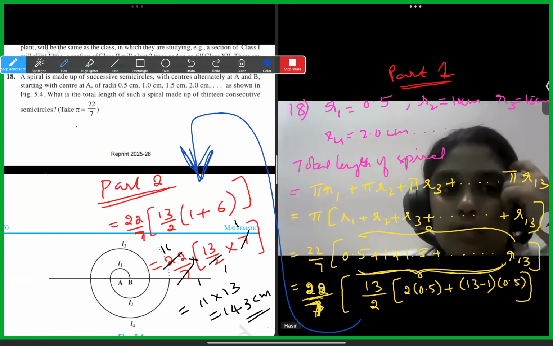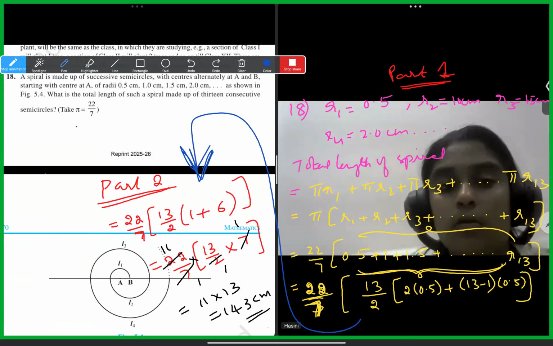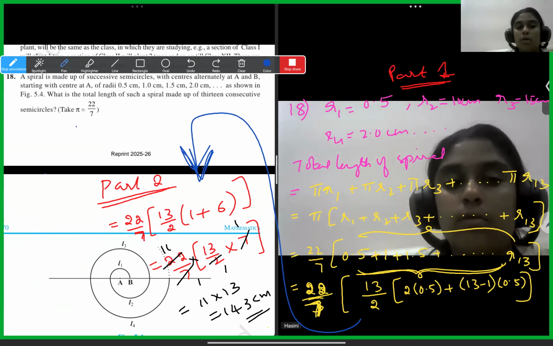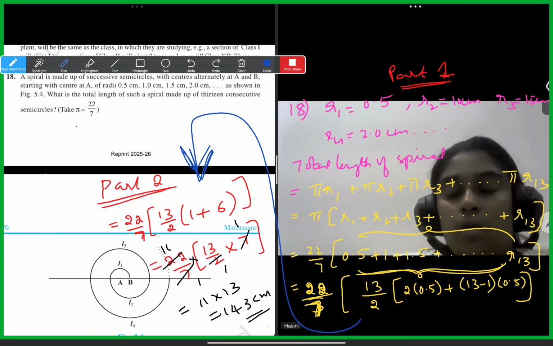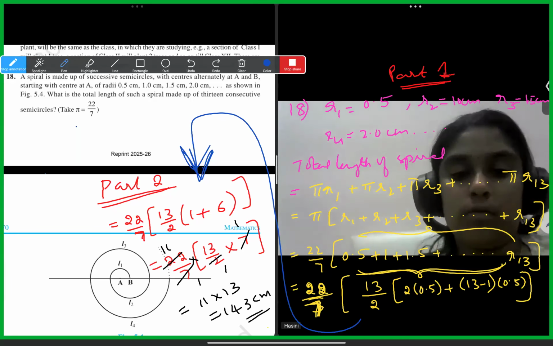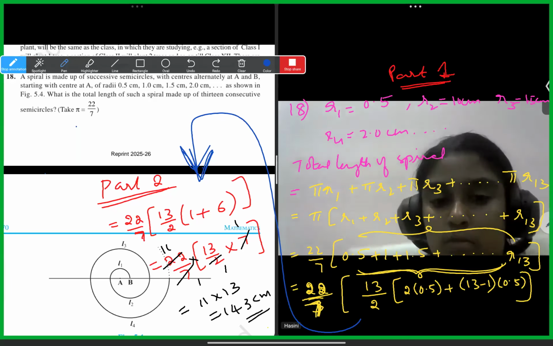So pi r is the formula for the circumference of a semicircle, Hasni, half of the circle. Circumference of a circle means 2 pi r. Full circle means 2 pi r, semicircle means half of that, that is 2 pi r by 2, which is pi r. 13 semicircles are there, so we added the 13 semicircle circumferences individually.